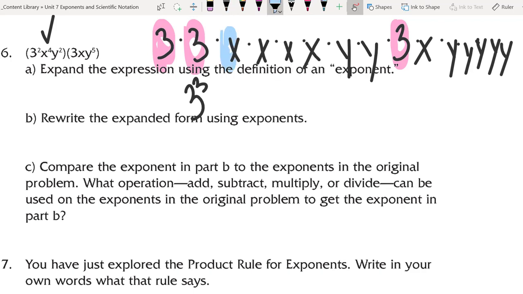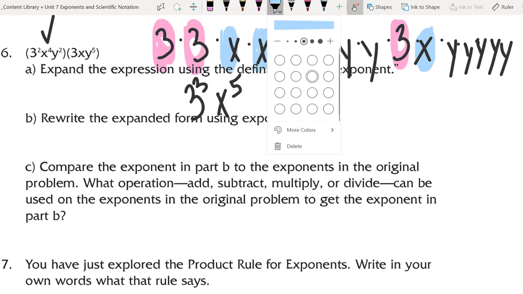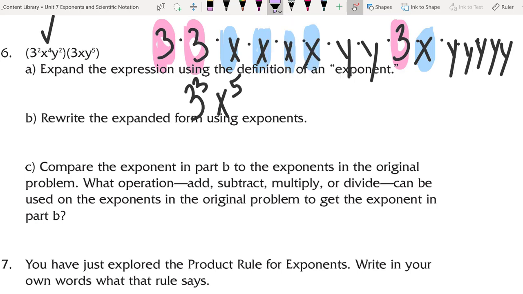How many x's? 1, 2, 3, 4, 5. So that would be times x to the fifth. Y's, there's 1, 2, 3, 4, 5, 6, 7. So y to the seventh.